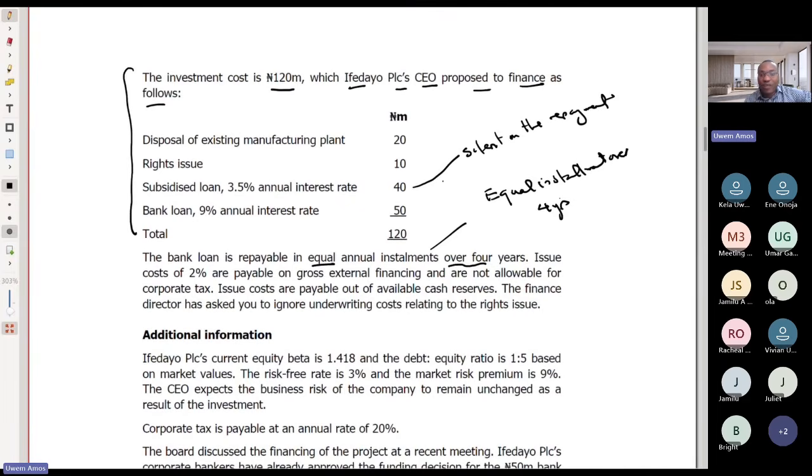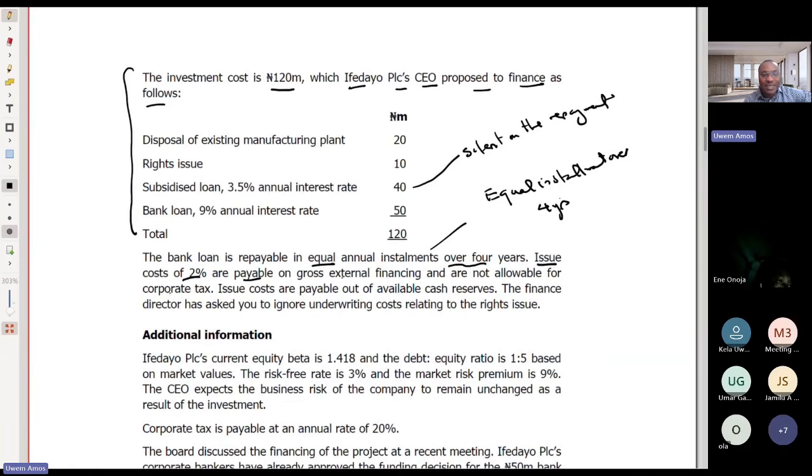It then states that issue costs of 2% are payable on gross external financing and are not allowed for corporate tax. Issue costs are payable out of available cash reserve. So in other words, it has the cash reserve to pay for the issue cost, so it doesn't need to increase the value. The finance director has asked you to ignore underwriting costs relating to the issue cost. All right, so issue cost is 2% on gross external finance.